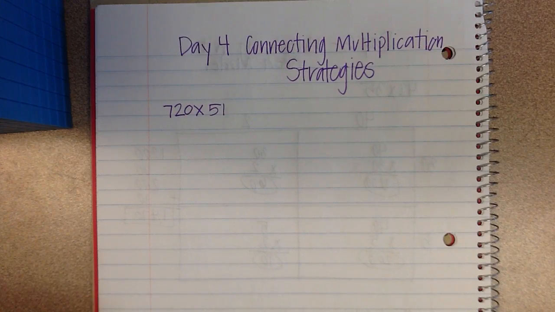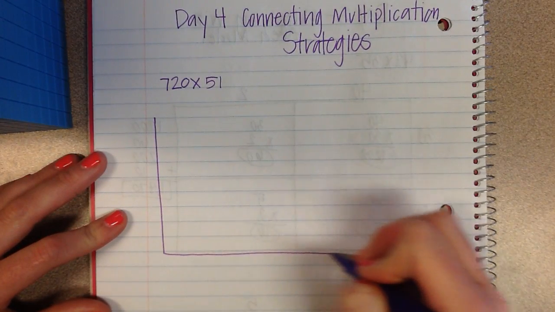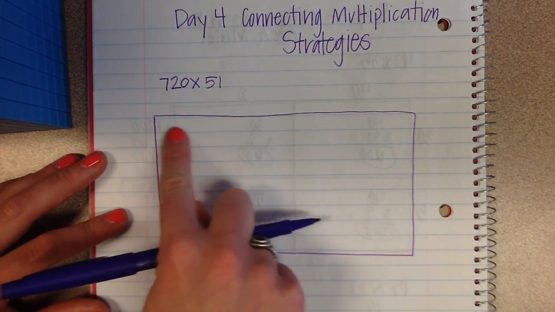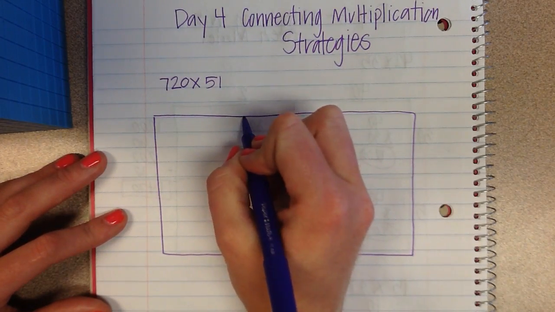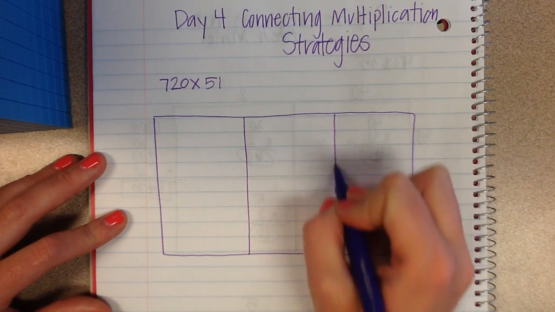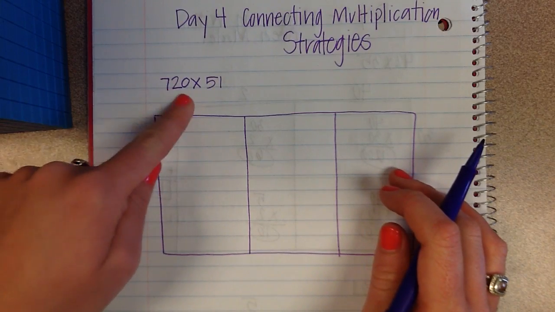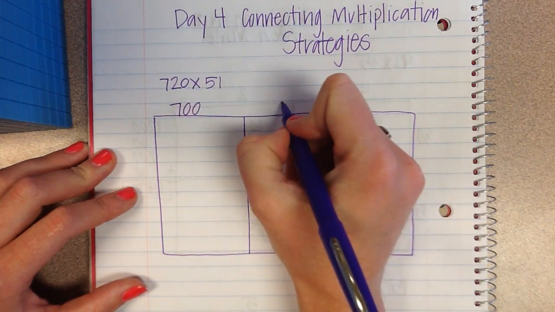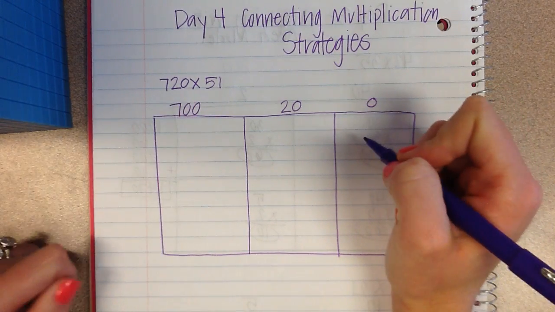I know I told you yesterday we need a box per digit. So, this is how we're going to do it. We're going to draw it big. I drew this a little bit longer because I'm going to have 3 numbers versus 2 numbers. So I'm going to break this right here into 3 spaces, because I have 3 digits for my first number. This is going to represent 700, this is going to represent 20, and this is going to represent 0.